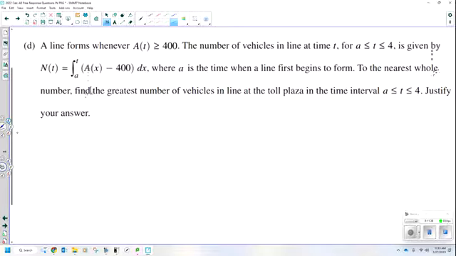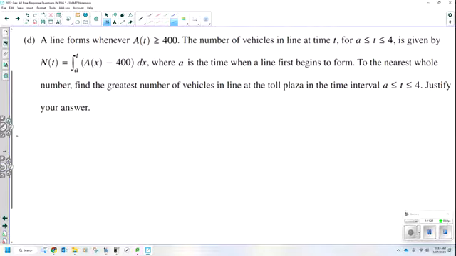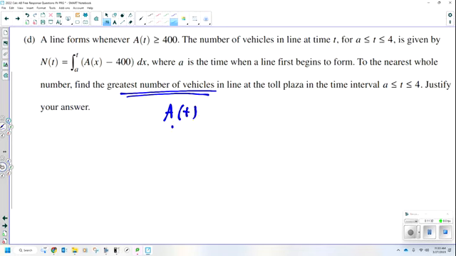All right, so the first thing I'm going to do, if I've got to figure out the number of vehicles, if you were watching 1A, remember, A of t is a rate. That's vehicles per hour. If I just want a quantity, which is vehicles, I integrate. I move backward. So that's what I'm going to have to do. All right, so let me get rid of this.